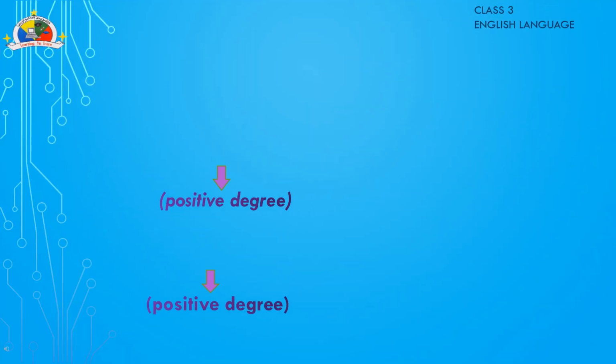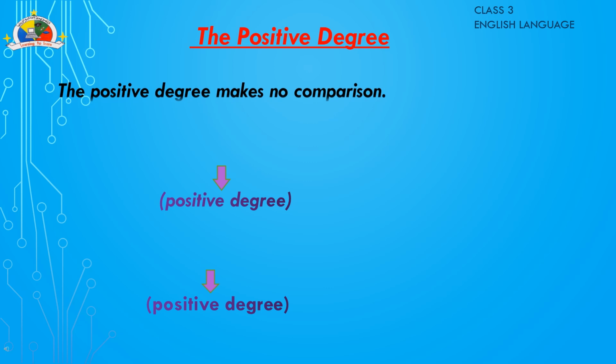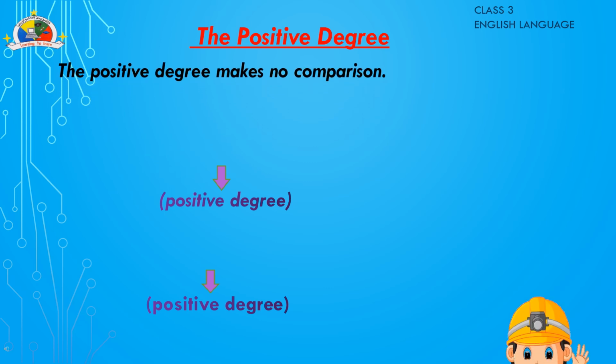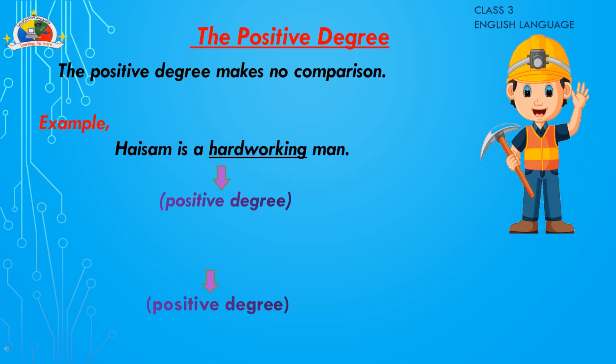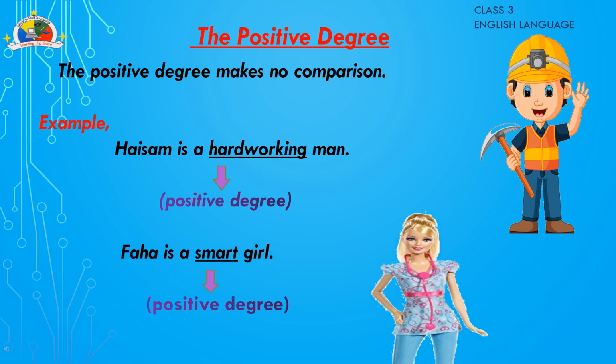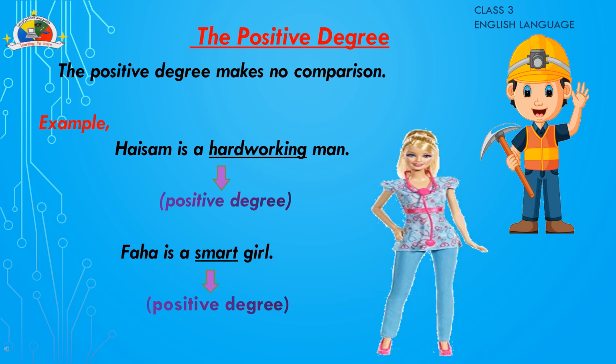Now let us study each of these degrees in greater detail. The positive degree. The positive degree makes no comparison. Let's take a look at an example. Hassan is a hardworking man. Hardworking is a positive degree of adjective as it tells us about the quality of a man and is not making any comparison. Let's see another example. Faha is a smart girl. It is a positive degree as we are talking about the quality of one girl and not comparing her with any other girl.